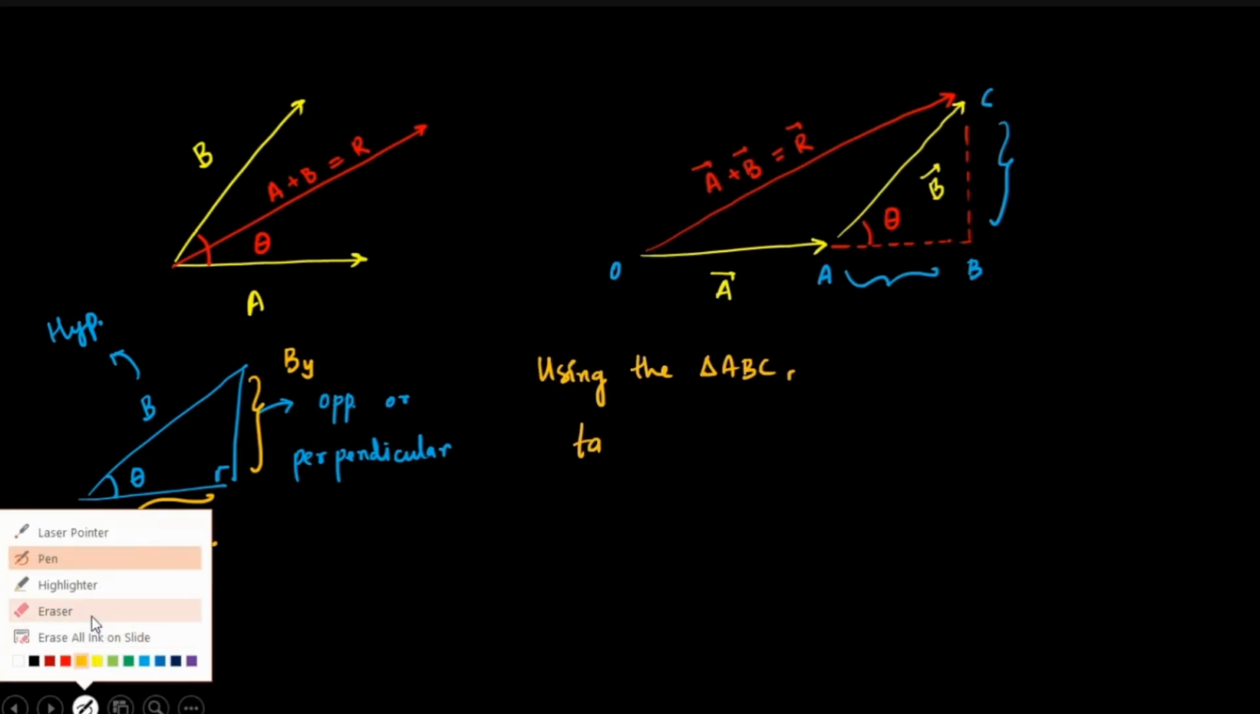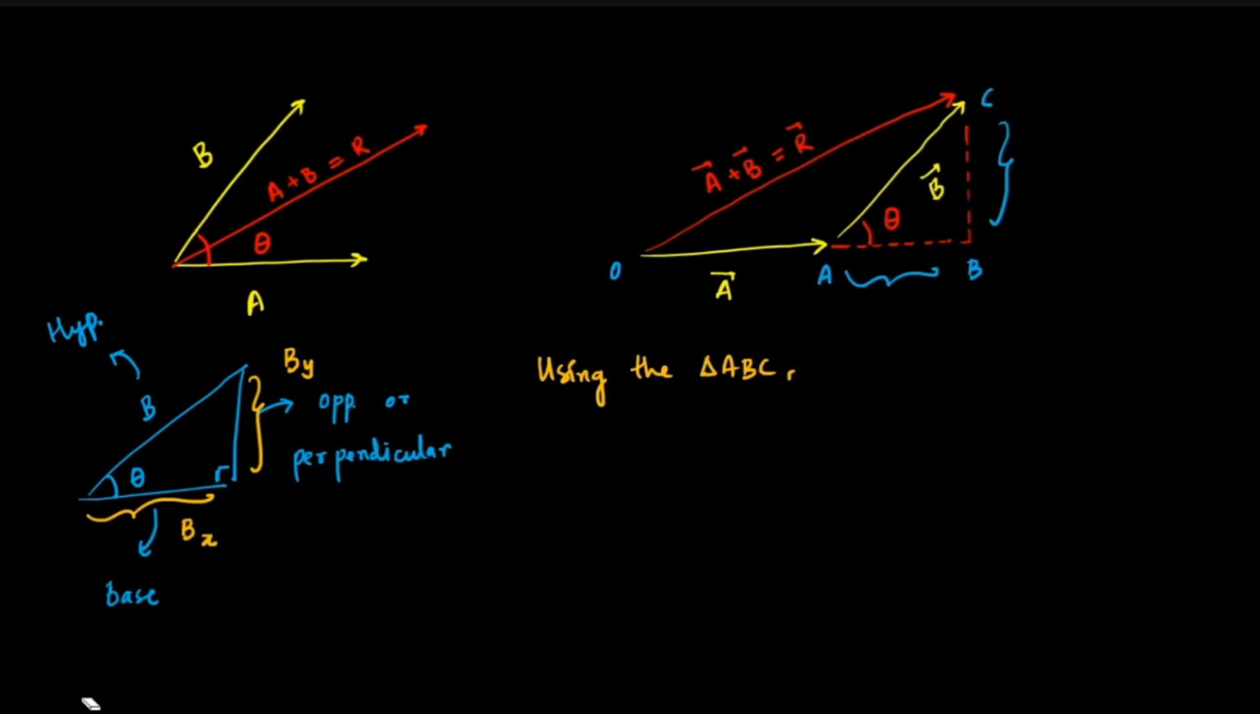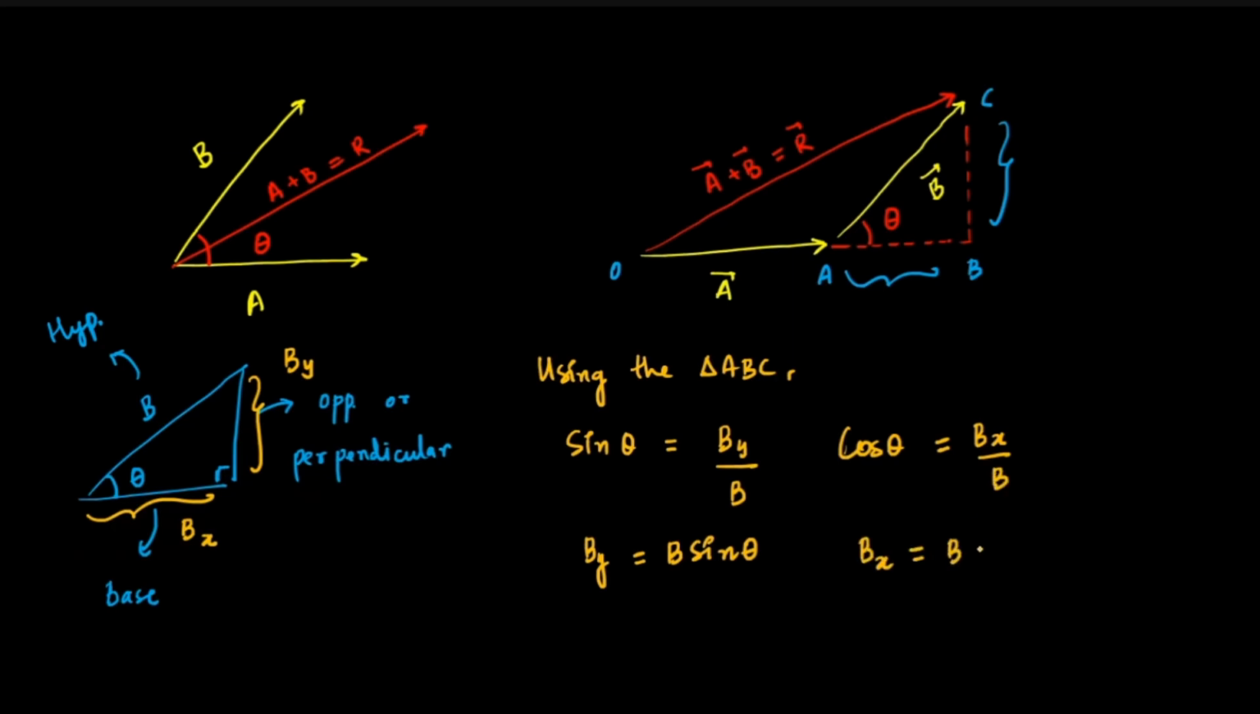If I want to find out the value of sine theta, what is it going to be? Opposite by hypotenuse, so it is B by B. So I can write it as B sine theta. Similarly, if I want to find out the value of cos theta, what can I write? Base by hypotenuse, which is Bx by B. So from here we get Bx as B cos theta.